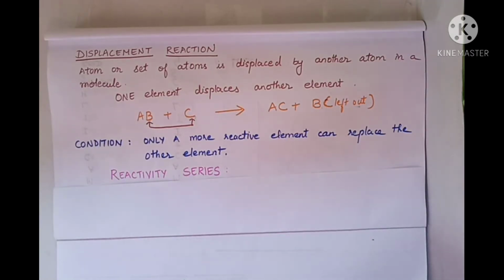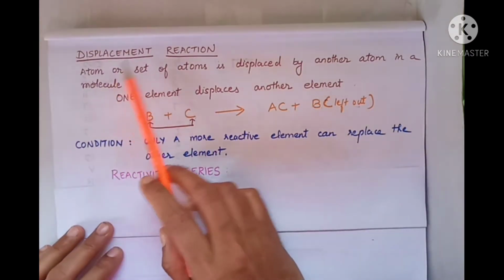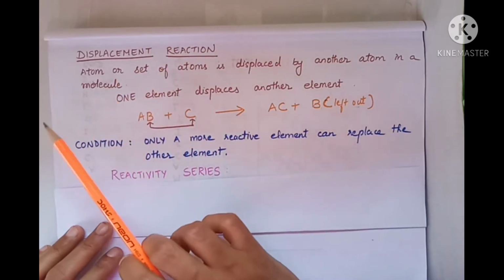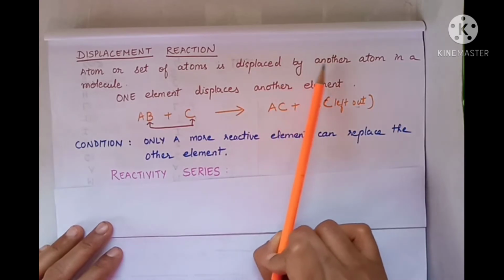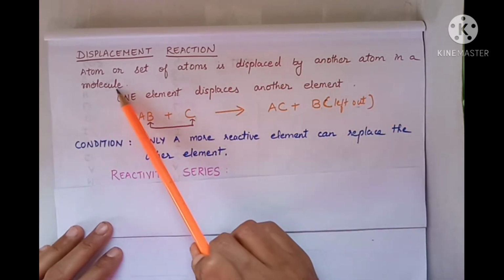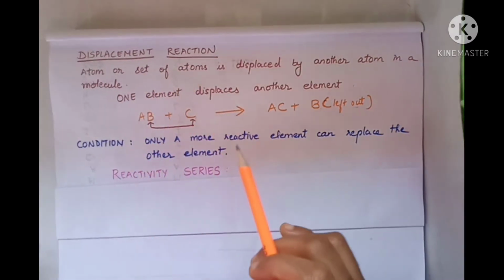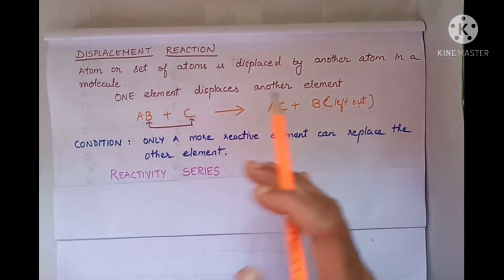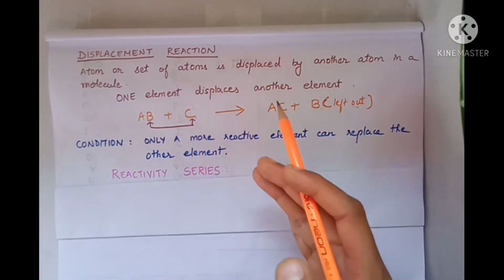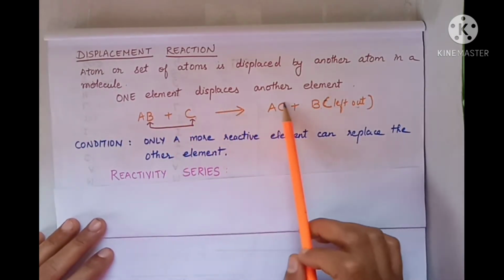Today we will discuss displacement reaction as well as double displacement reaction. First we go with displacement reaction. In displacement reaction, an atom or set of atoms is displaced by another atom in a molecule. Okay, one atom or maybe a set of atoms would be displaced. The meaning of displace is to change its place by some other atom. One element displaces another element.